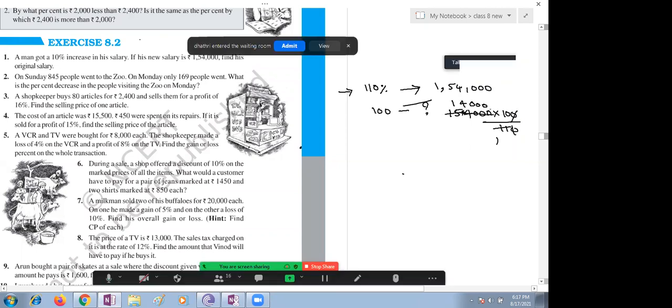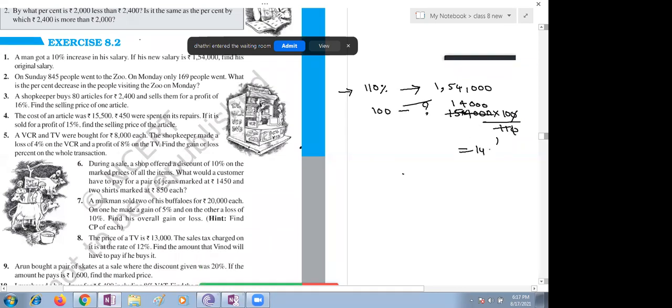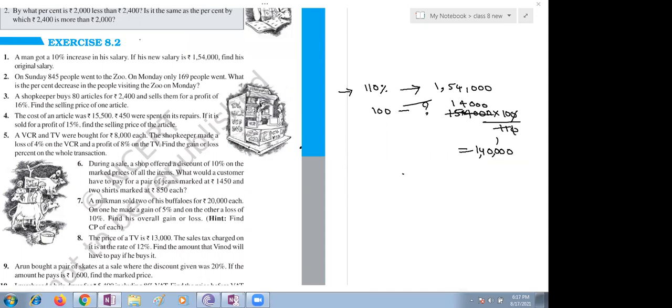There is one more zero. Let's go with 1,4,0,0,0. 1 and 4 with zeros, that's all. How are you supposed to read it? 1 lakh, 40 thousand: 1,40,000. This is the way you can do it.